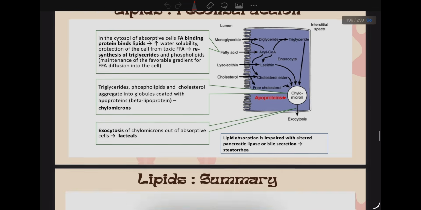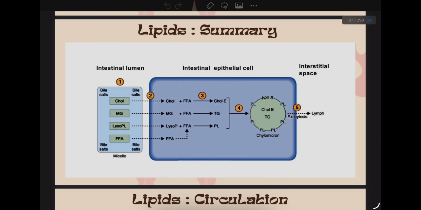And now they can go out of the cell. As a summary, this is very easy now. We have digested and we got our end products. They are surrounded by bile acids to form micelle. This is what we call a micelle. They get inside the cell.